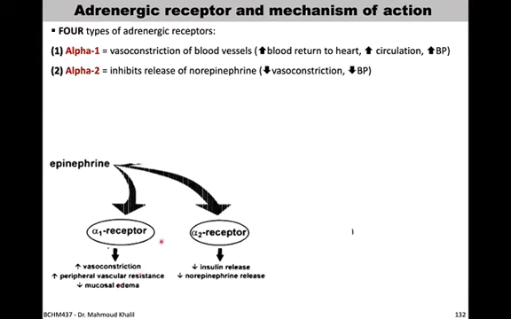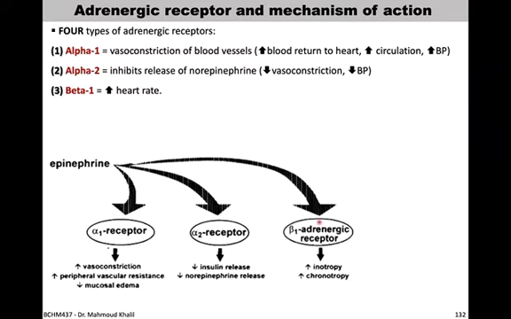The second receptor is the alpha-2 receptor, and it inhibits the release of norepinephrine, decreasing vasoconstriction and decreasing blood pressure. So you can see that these are two different receptors, and they act against each other once bound by the signal, which is epinephrine. So basically, epinephrine can do two different actions depending on the kind of receptor it interacts with.